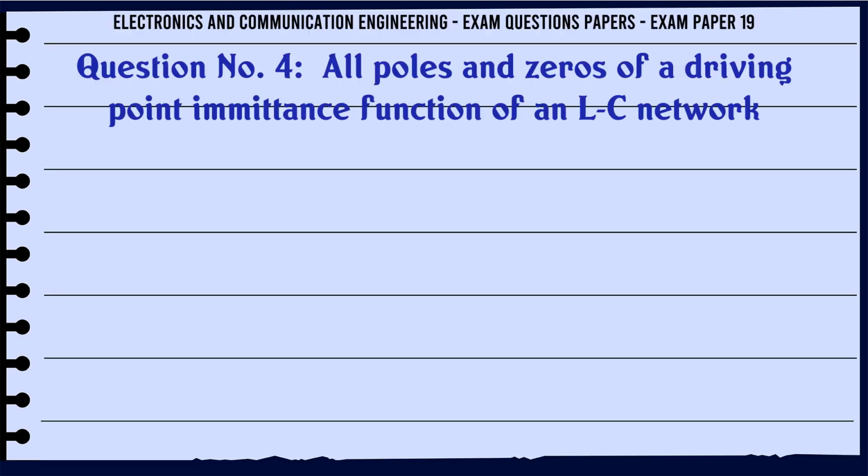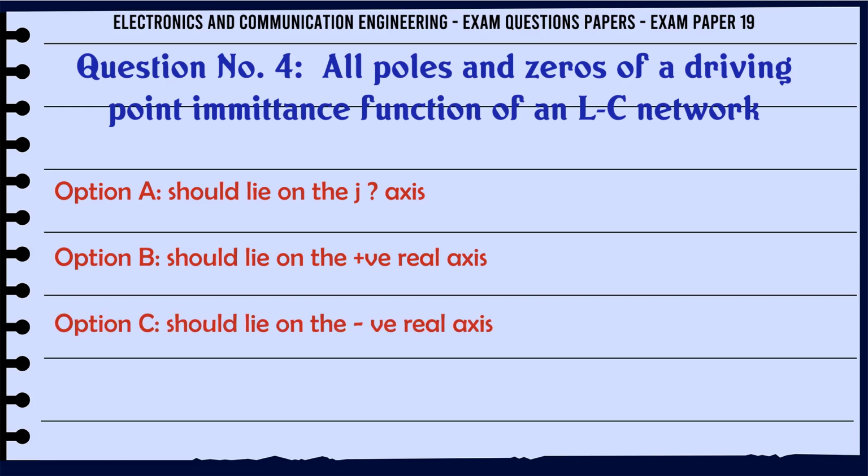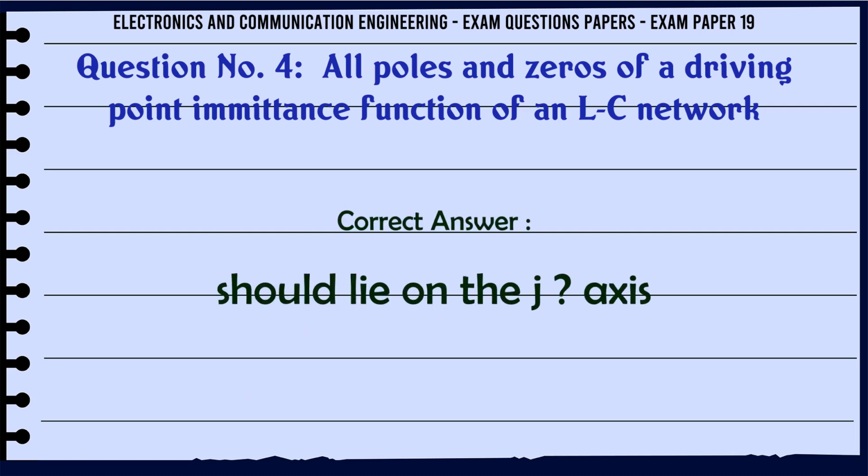All poles and zeros of a driving point immittance function of an LC network: A. should lie on the jω-axis. B. should lie on the negative real axis. C. should lie on the positive real axis. D. can lie anywhere in S-plane. The correct answer is should lie on the jω-axis.